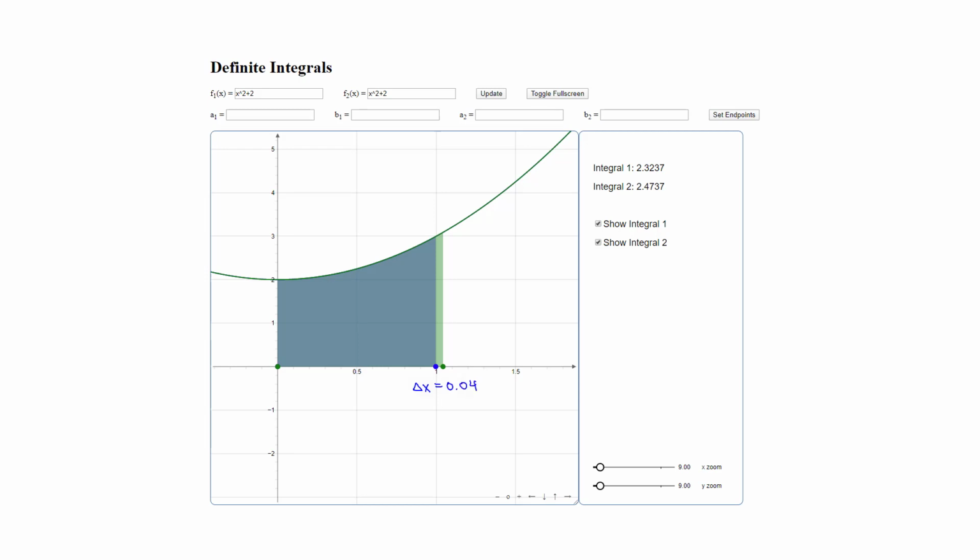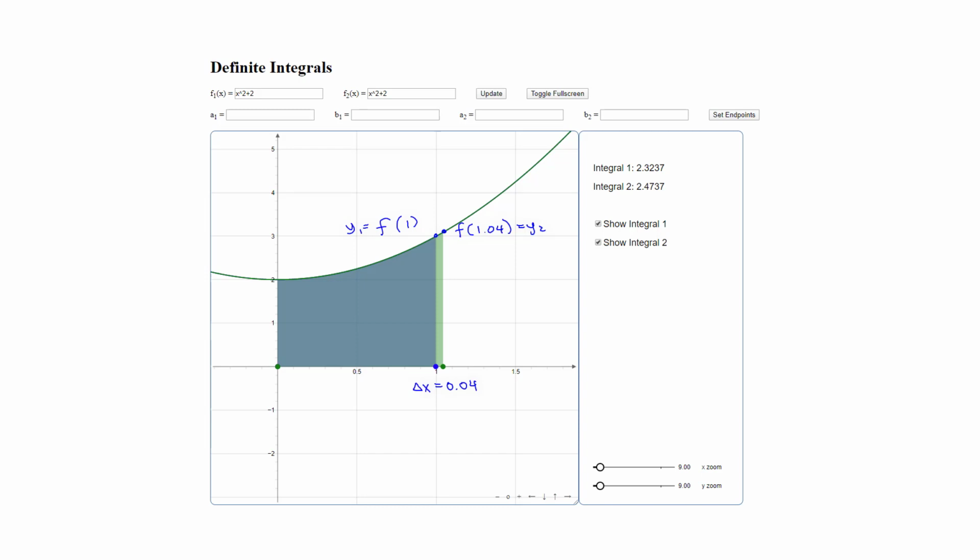And I can easily calculate the height of the curve at these particular points. So this would be f evaluated at 1, and this would be f evaluated at 1.04. So this would be y sub 1 and y sub 2. I could come up with the value of a rectangle that would give me the area of that particular curve.